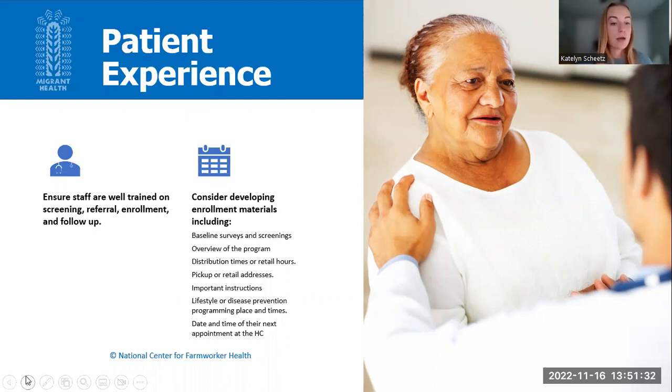These could include baseline surveys and screenings, an overview of the program, distribution times or retail hours, instructions that they might need. And then, do you have any lifestyle or disease prevention programming? If so, you're going to want to let participants know of the places and times for those, if they're different from where they're picking up their food or receiving their food.